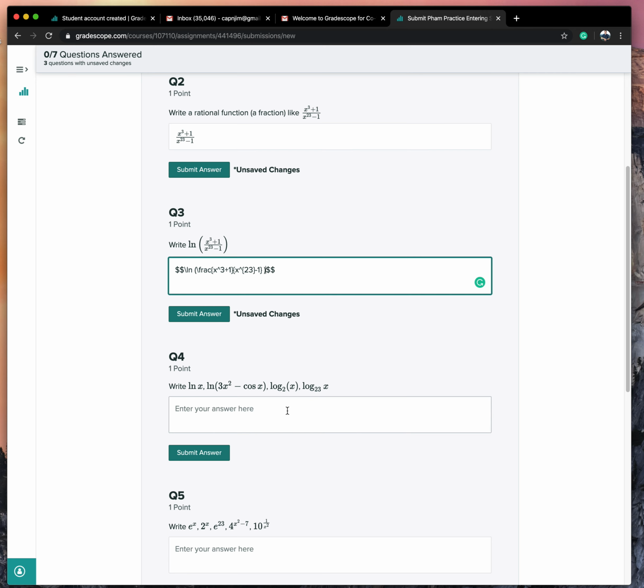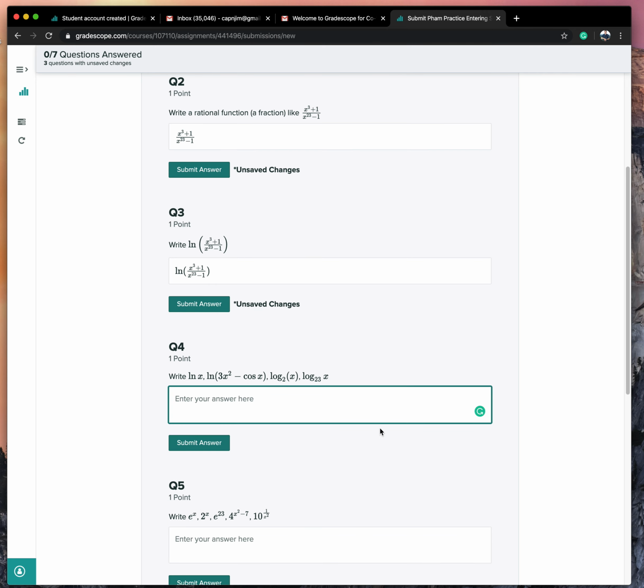Great, no big deal. For natural log of x, backslash ln space, you need that space, x. For natural log of something larger, I need backslash ln. Basically, if you do ln x without the backslash, it reads the letters as a different command. But if you do backslash ln and then a parenthesis, it doesn't read that parenthesis as part of the command. So it's fine to put that right next to the n there. I want 3x squared minus backslash cos of x.